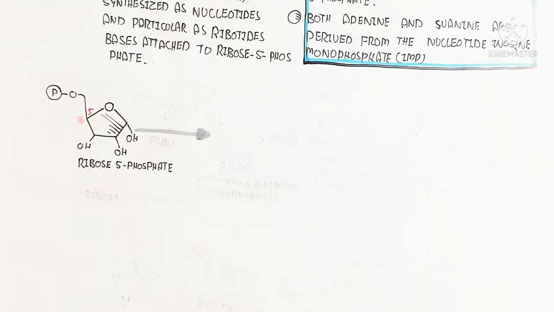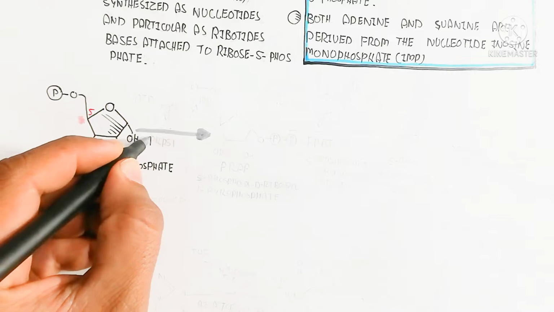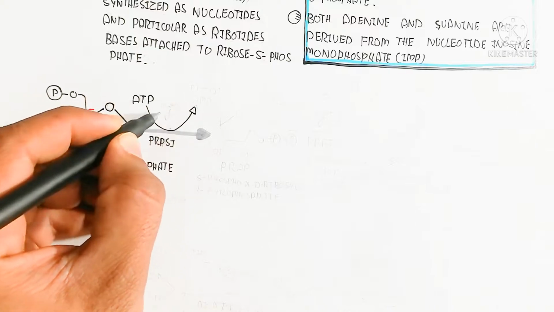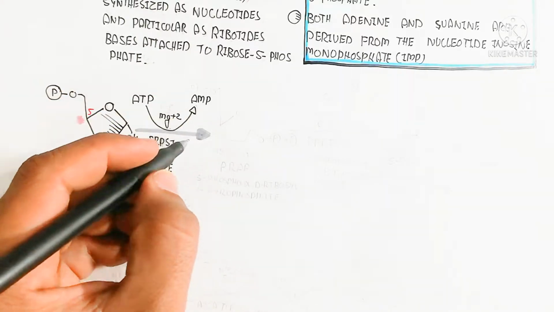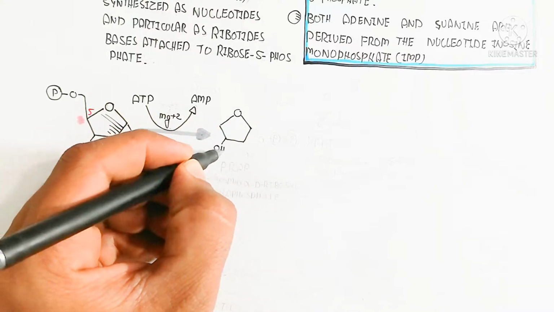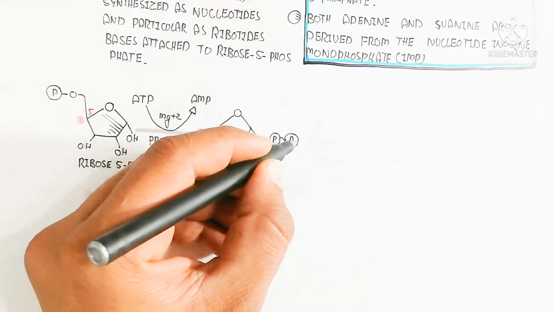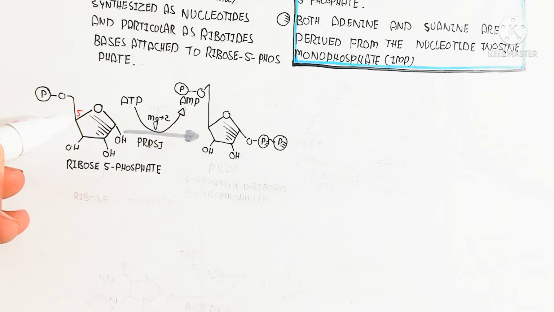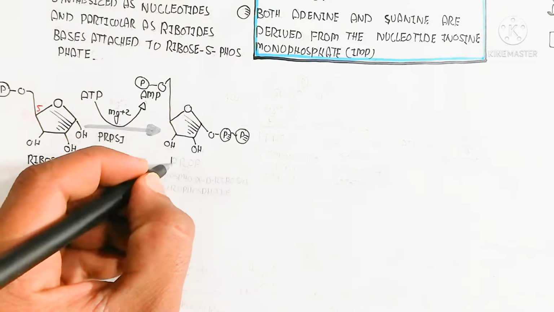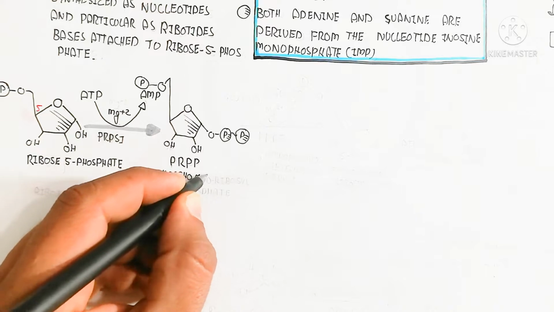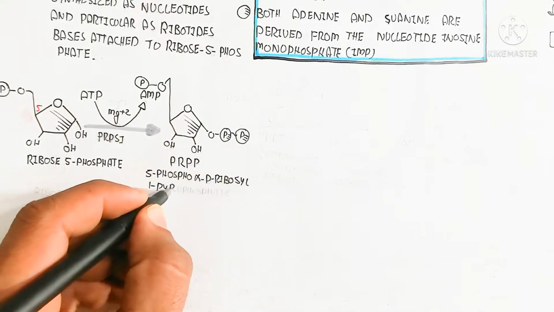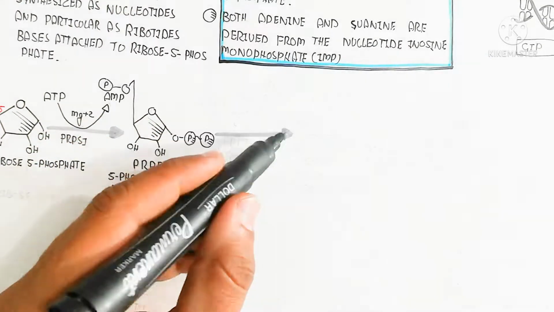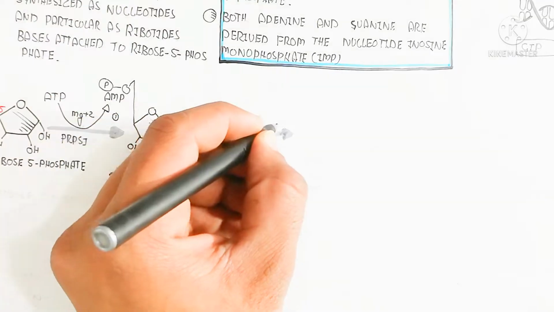Here is the 5-phospho-alpha-D-ribosyl 1-pyrophosphate synthetase enzyme, the PRPP synthetase enzyme. This enzyme is used in the presence of magnesium, the coenzyme, using ATP to release a pyrophosphate group, and this group is attached to carbon number 1, while carbon number 5 contains a phosphate group, to form 5-phospho-alpha-D-ribosyl 1-pyrophosphate. So this is the PRPP formation.